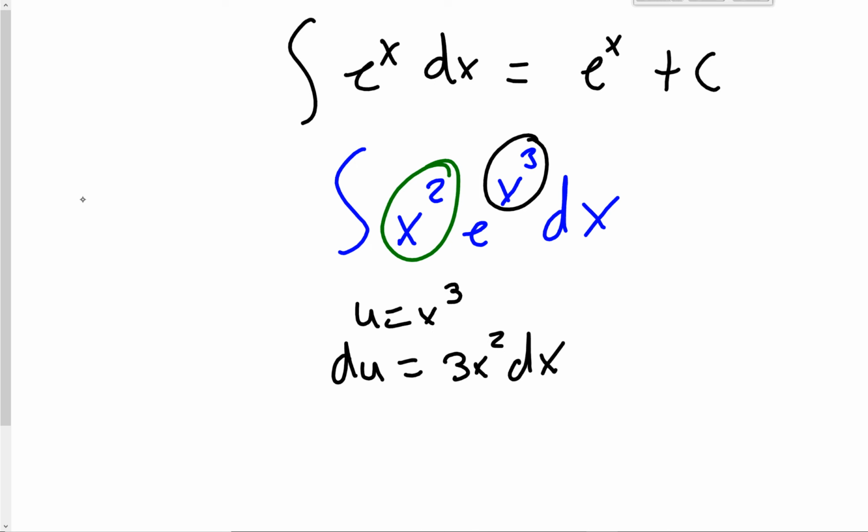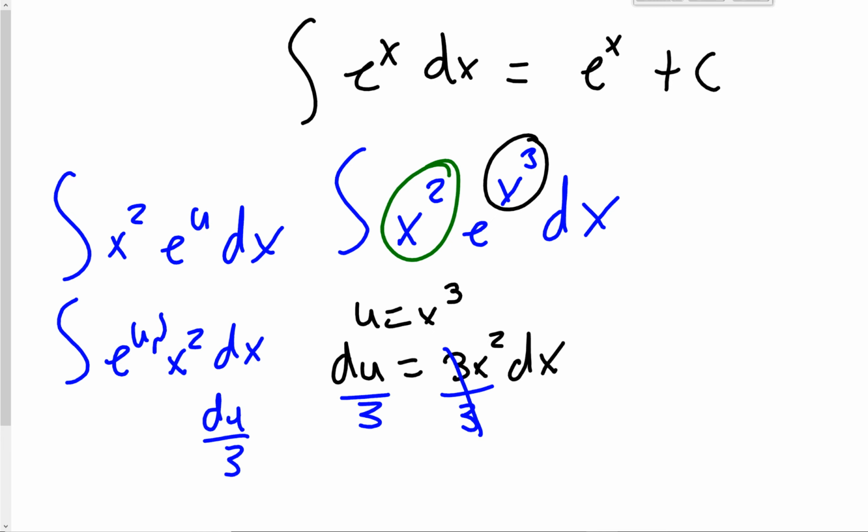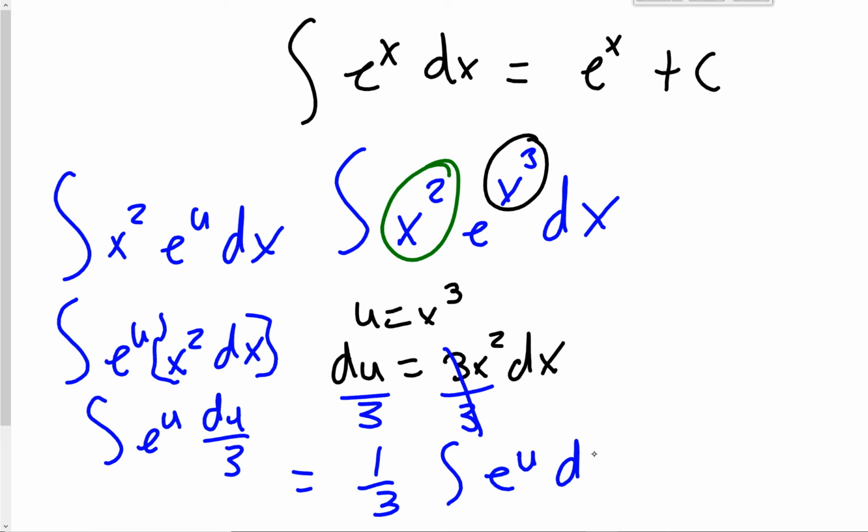So then I can substitute this, the integral x squared e to the u dx. I'm going to put the x squared dx together because that's what I need to solve for here, right? So if I divide this by 3, there I have my x squared dx. So that's du over 3. That's what this equals, right? And then I can bring that 1/3 out front. The integral of e to the u is e to the u. So that means I can put my u back in, x cubed, and then I can just add c at the end. So there's the answer to that.